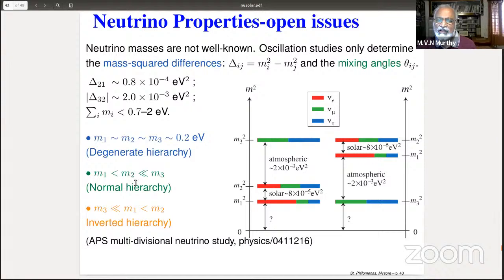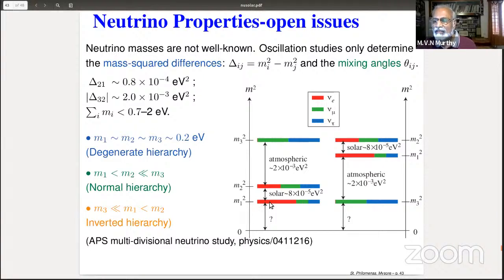So therefore, you may have almost degenerate hierarchy, or you can have M1 less than M2, which is much less than M3, allowed by these values, or M3 much less than M1, because this is modulus, which is less than M2. Now this is called the normal hierarchy, this is called the inverted hierarchy, and the mixing of nu1, nu2, nu3 and the flavor states is given here.